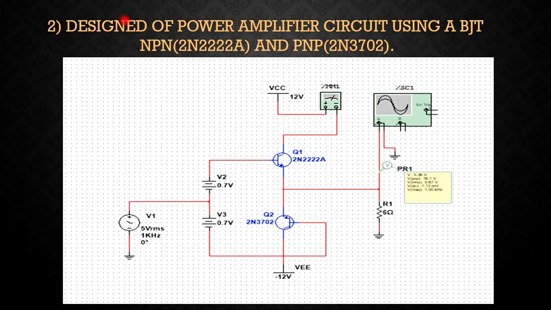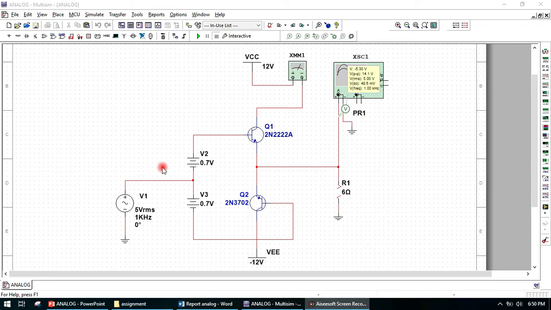So by using the Multisim software, we design the class AB with a 6 ohm speaker and power source using 5 VRMS. V1 we put as 5 VRMS with a frequency of 1 kHz, while the DC voltage sources labeled V2 and V3 are 0.7 respectively. V2 and V3 act as diodes, where the voltage drop for a silicon diode is 0.7 volt.